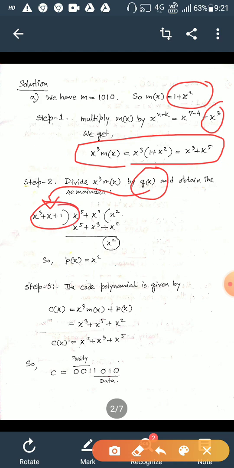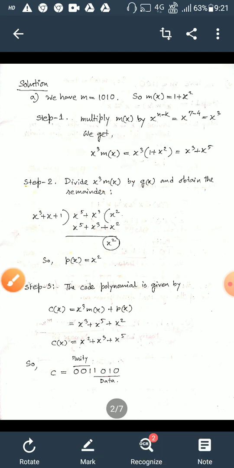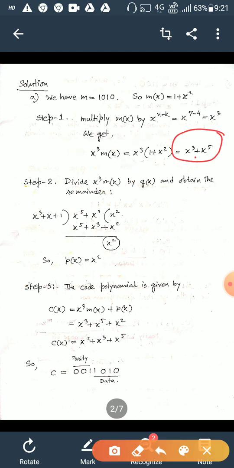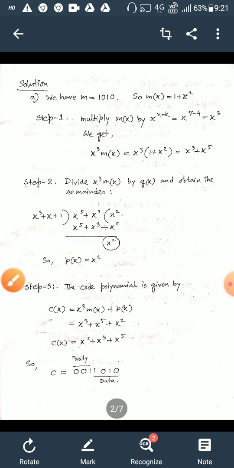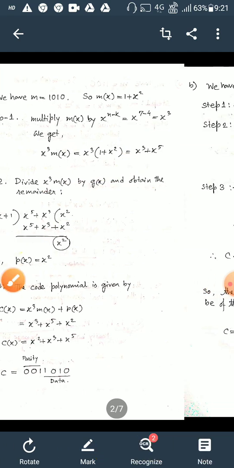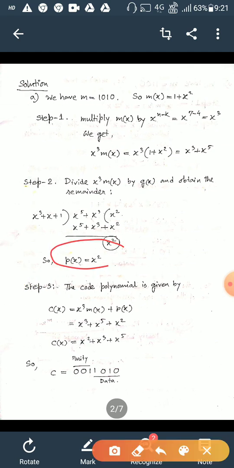This is the x cube plus x plus 1, and the result for x cube mod, which is got as a value of this one, you just write down in this position. So what will be the remainder or mod value? This is x square. So p(x) is got as a value of x square.